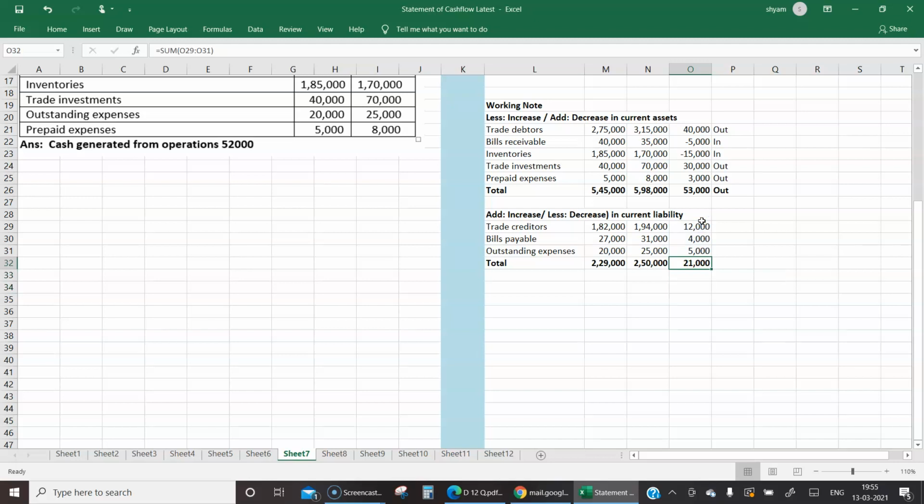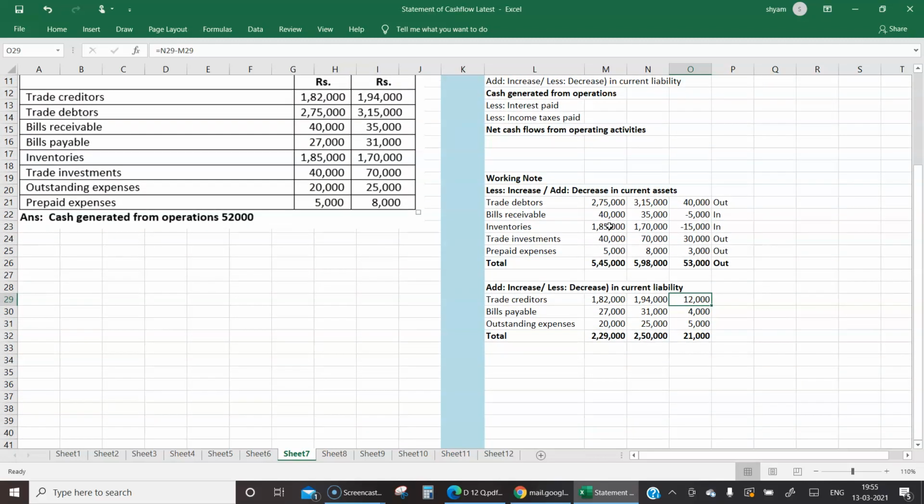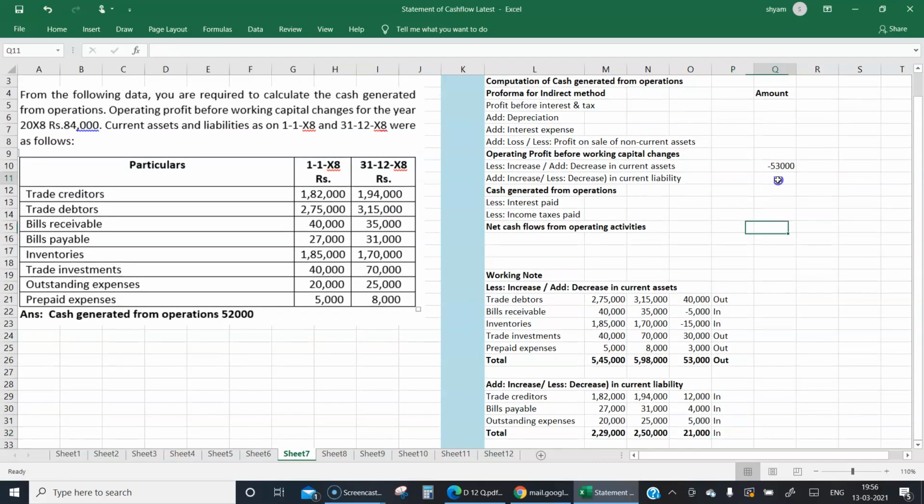So you could get an idea here. If you see here, last year creditors were 1,82,000. Now it's increased. It means you are using someone else's money, so it is inflow. Again, the same thing happens in other items also, so the total is also inflow. Last year you were using 2,29,000 of others' money, but now you are using 2,50,000 of someone else's money. So that is actually a good thing for you. So net it is a cash inflow.